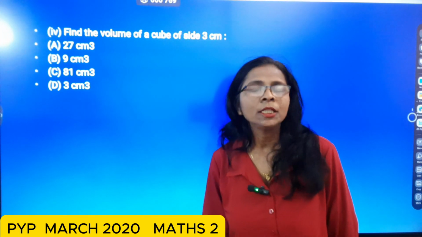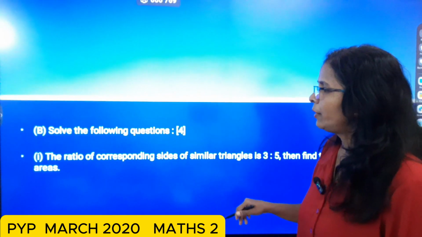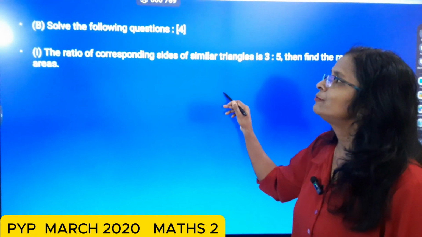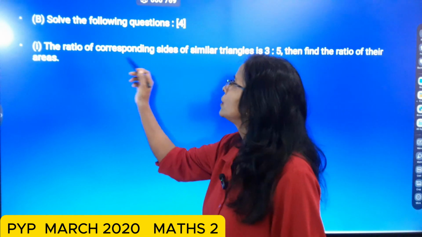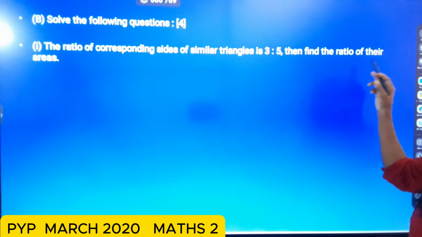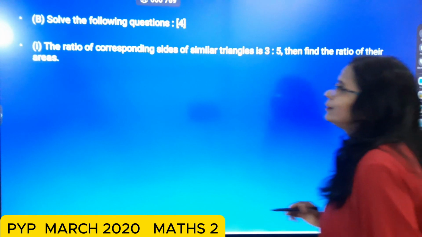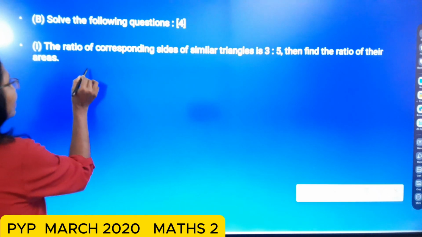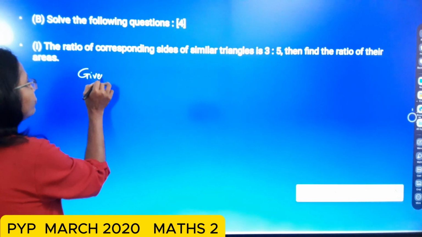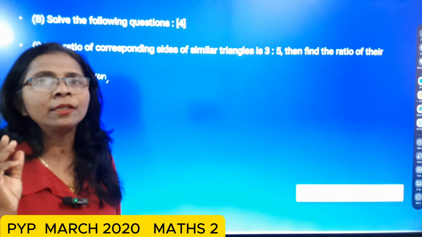Now let us see the question first B. It is also for the 1 mark question. Then here see the first question. The ratio of corresponding sides of similar triangles is 3:5. Then find the ratio of their areas. Now here students, that is the given. First we write the given. If you want to get the full mark, then you should write the given.